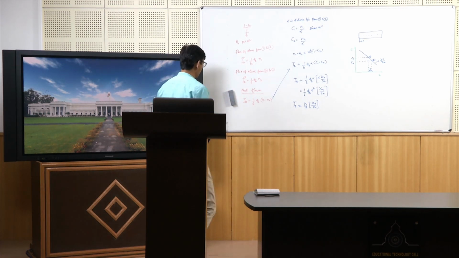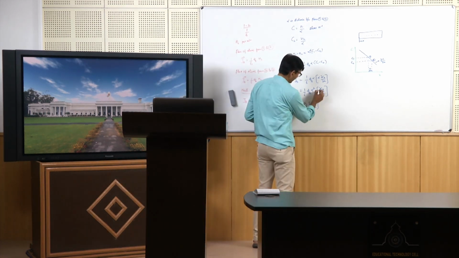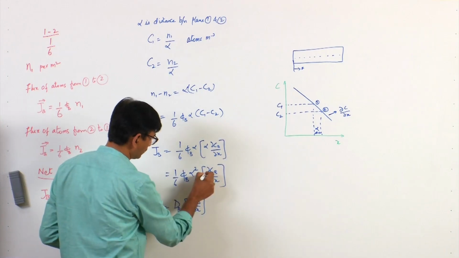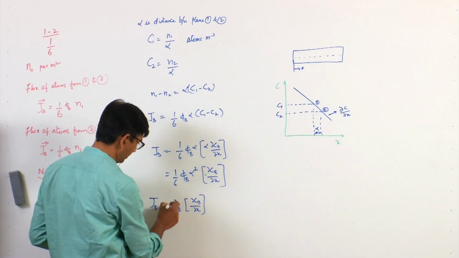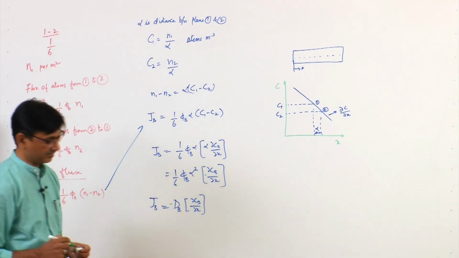I am sorry I did not put the sign here. Actually, because it is a negative slope, you will have a minus sign here and you will get a minus sign here.